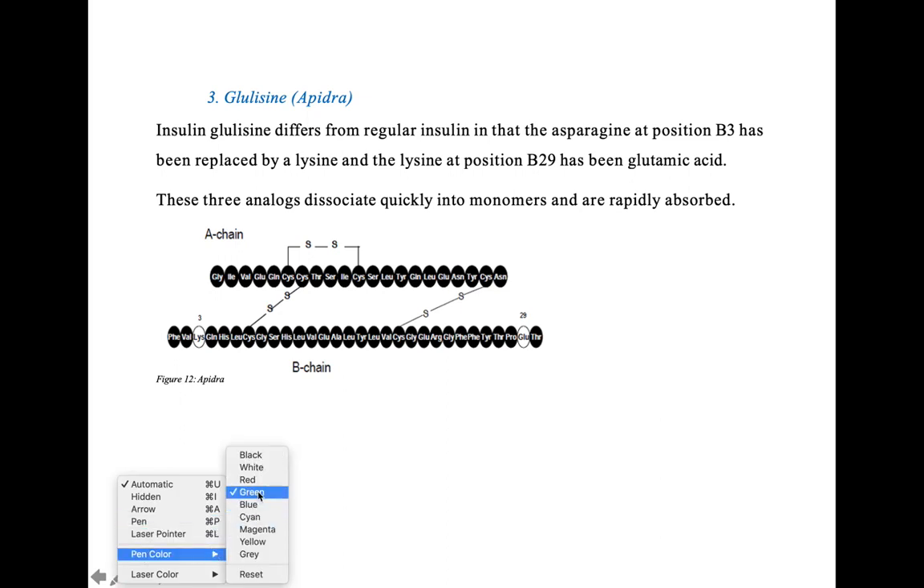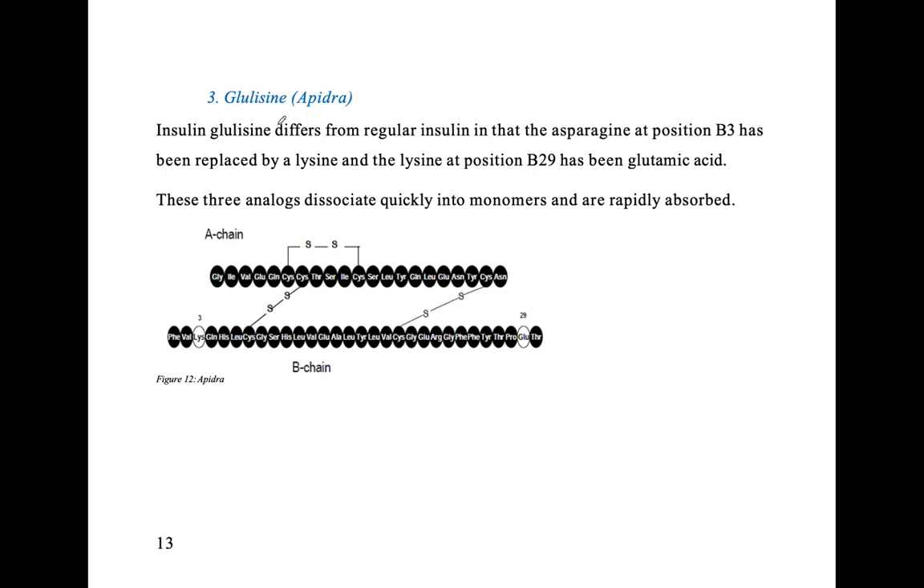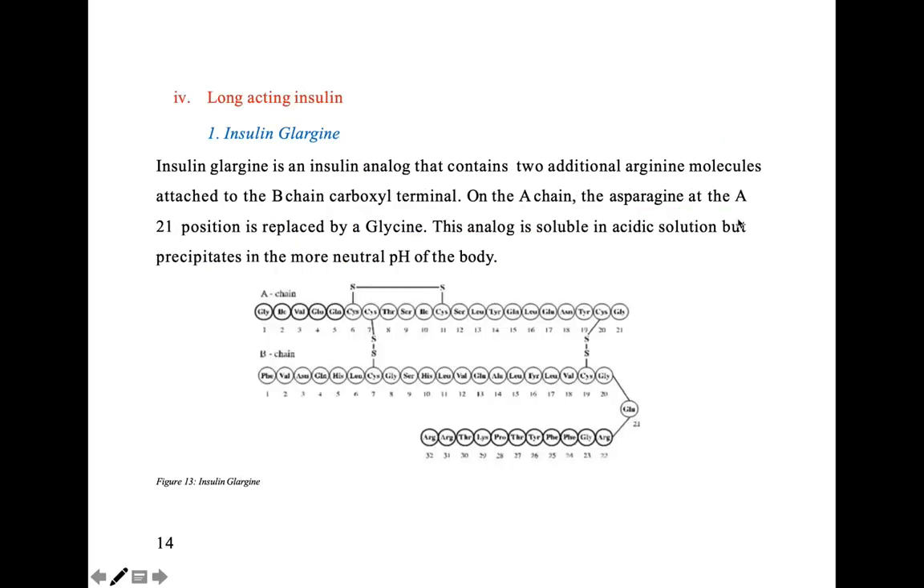The insulin glulisine, or Apidra, the brand name, differs from regular insulin in that the asparagine at position B3 has been replaced by lysine, okay? And the lysine at position B29 has been replaced by glutamic acid. Now the three analogs that we just saw are all able to quickly dissociate into monomers and are rapidly absorbed, which is why they have such a rapid action.